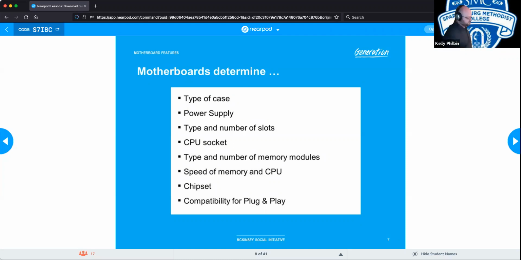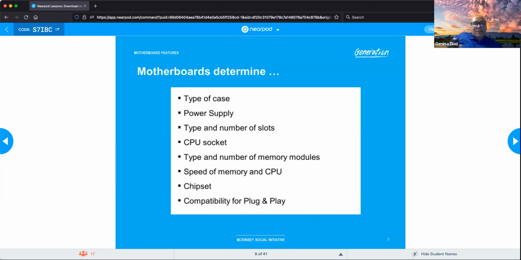Yes, Janina. So when you say by speed, you mean like if you put one that was 4 and one that was 8, it would go by the speed of the 4 and not the 8? Is that what you mean?